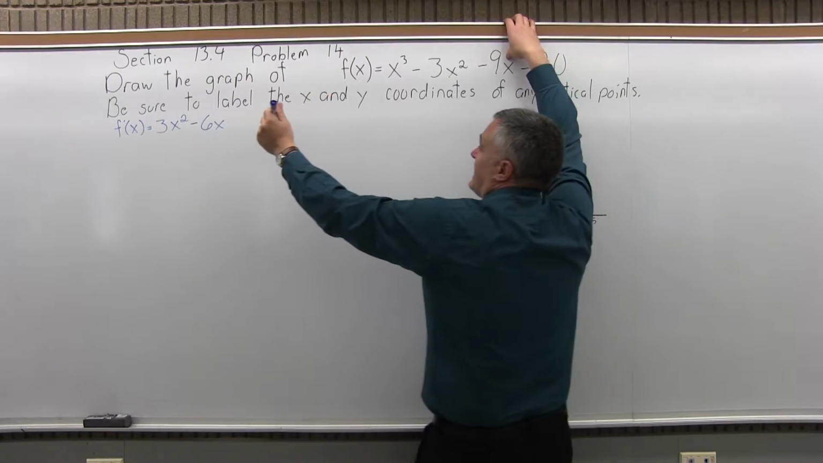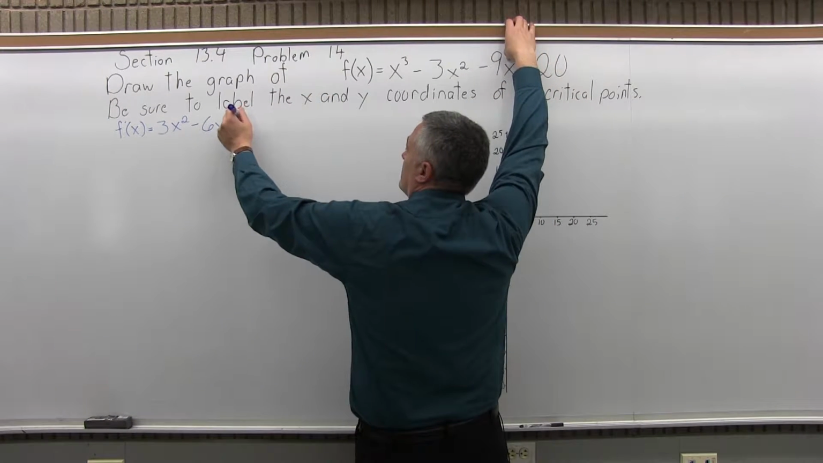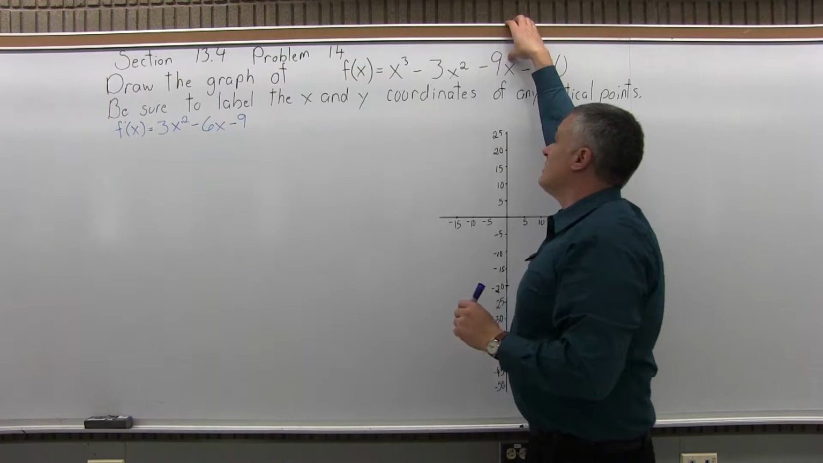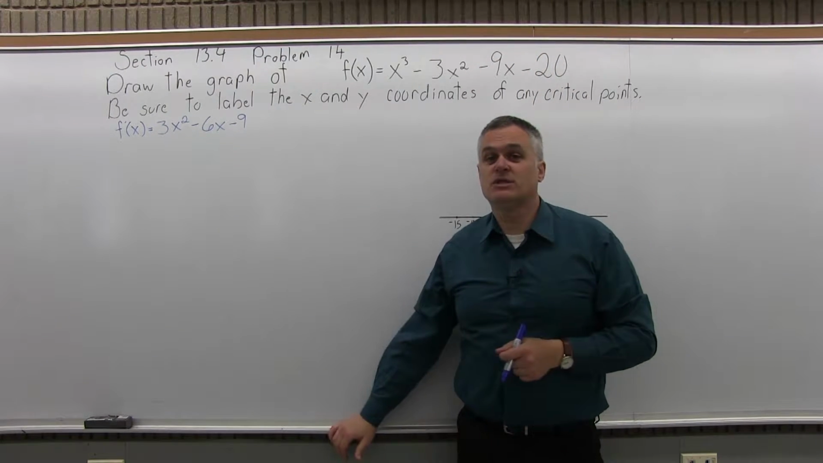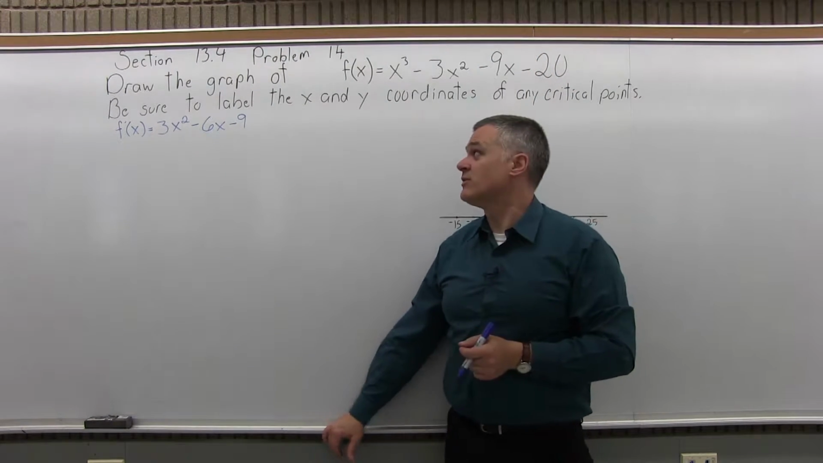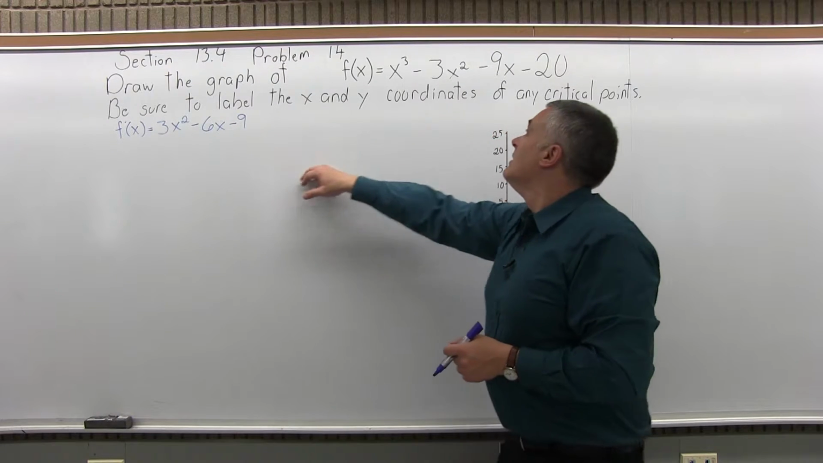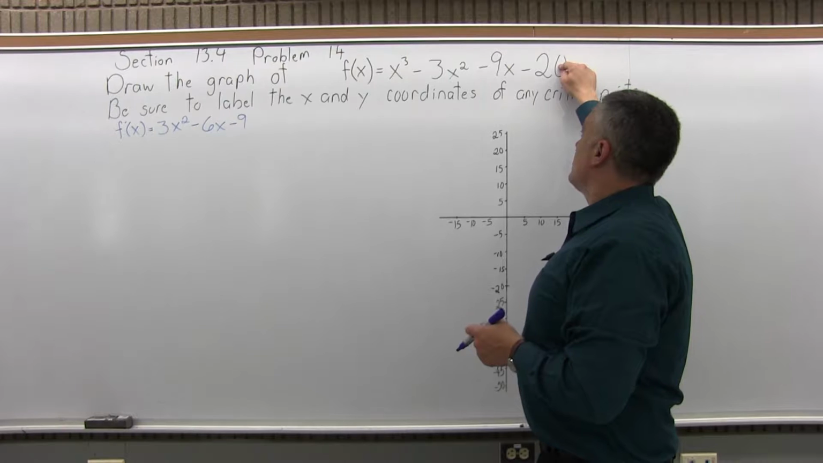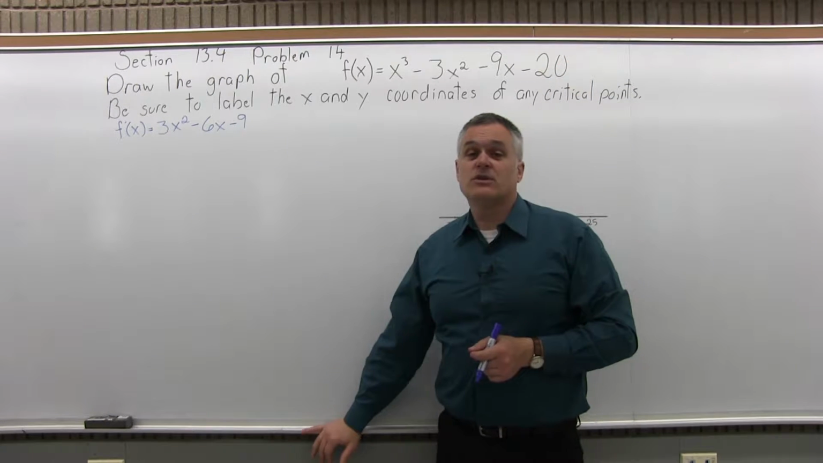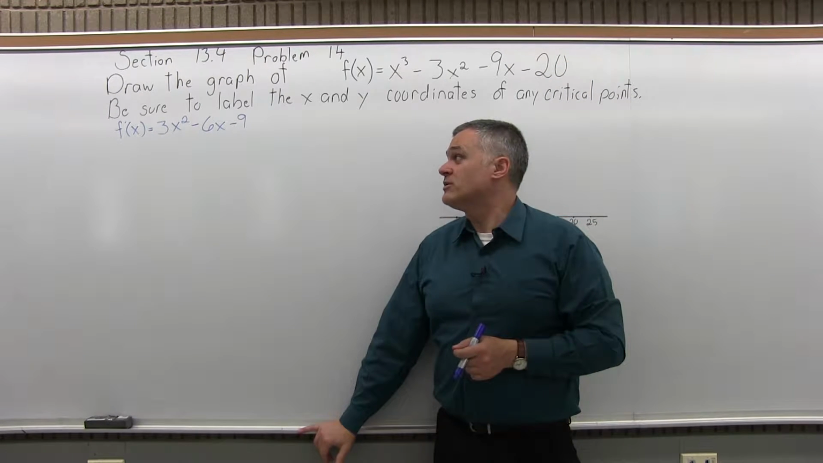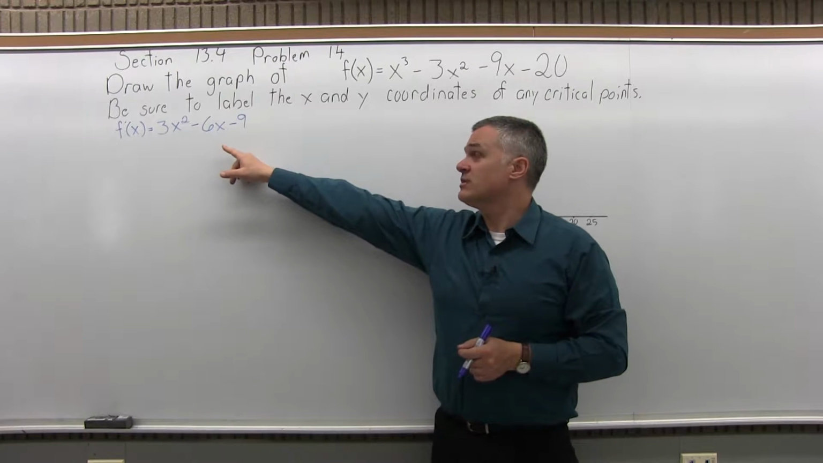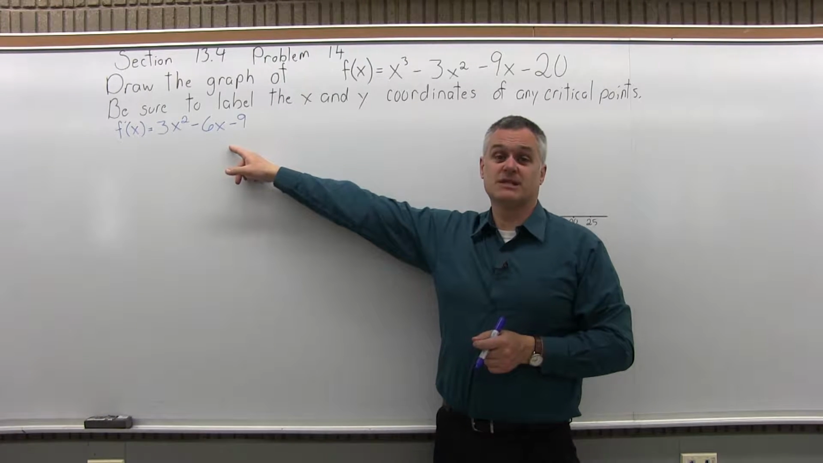Then I have the minus 9x. Its derivative is minus 9. Again, when you have something with just an x to the first power, the derivative is the number in front. So minus 9, again, pay attention to the sign. And the last piece, minus 20, it has no x with it, so its derivative is 0. So my derivative is f prime of x is 3x squared minus 6x minus 9.